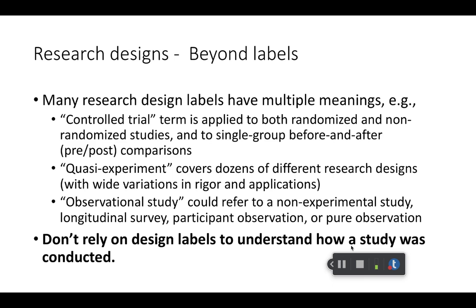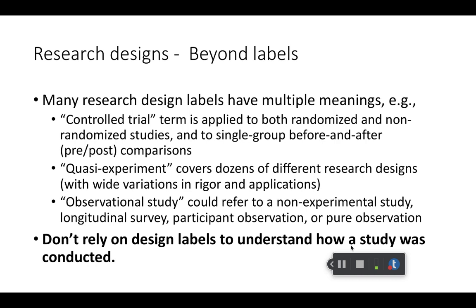And for that reason, these labels are not very useful. So we really want to get beyond the common labels used to describe research because they also have multiple meanings. For example, the term controlled trial is applied to both randomized and non-randomized studies, and to one group before and after comparison, so pre-post comparisons. So that's very inconsistent, and by itself the term controlled trial is not very meaningful.